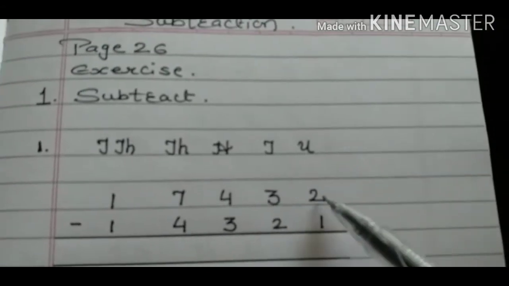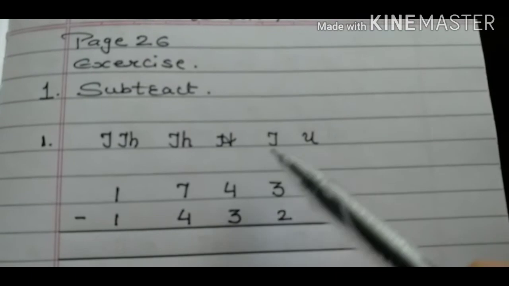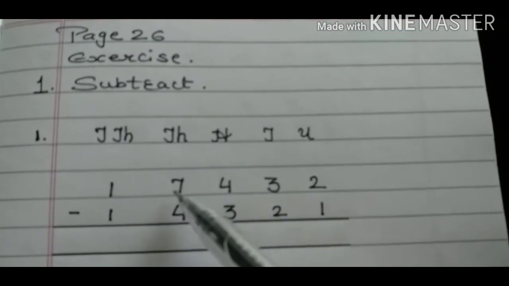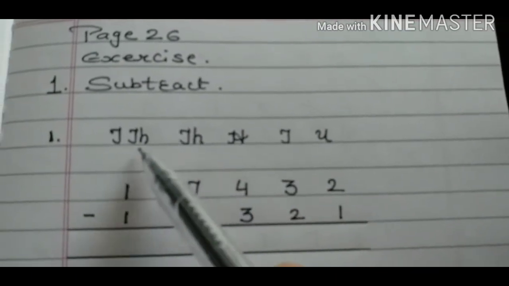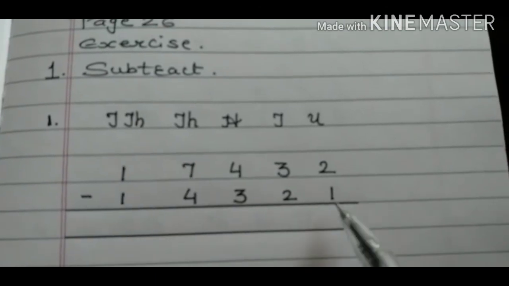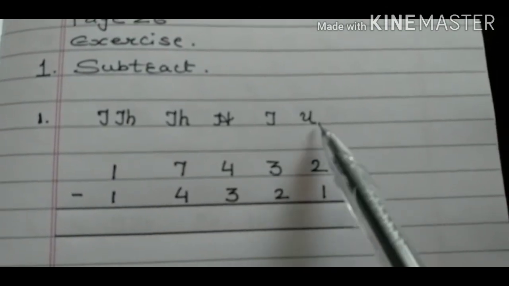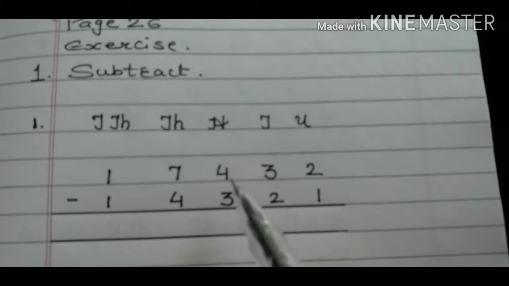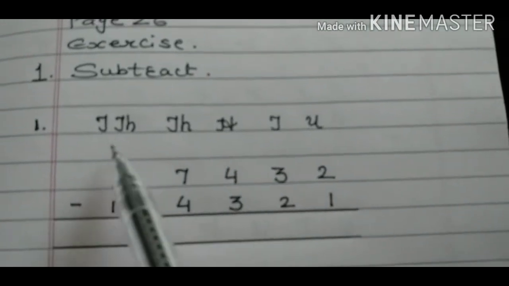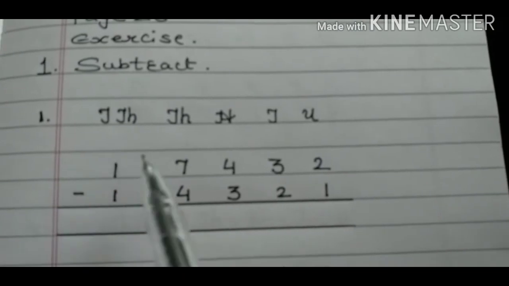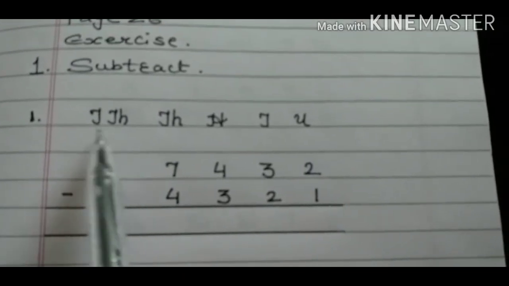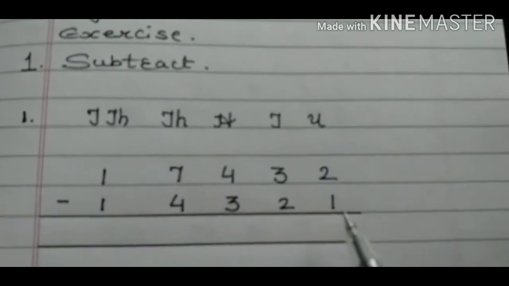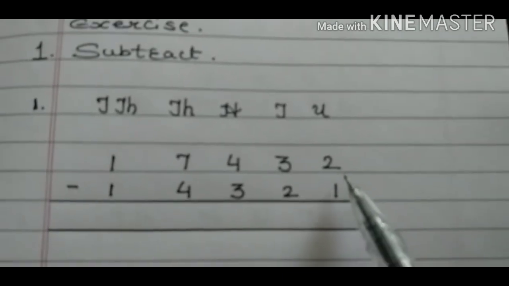In the first number, 2 is in units place, 3 is in tens place, 4 is in hundreds place, 7 is in thousands place and 1 is in 10,000s place. And in the second number, 1 is in units place, 2 is in tens place, 3 is in hundreds place, 4 is in thousands place and 1 is in 10,000s place. So here this 10,000s place is a new place for you. Now we will start our subtraction from units place.